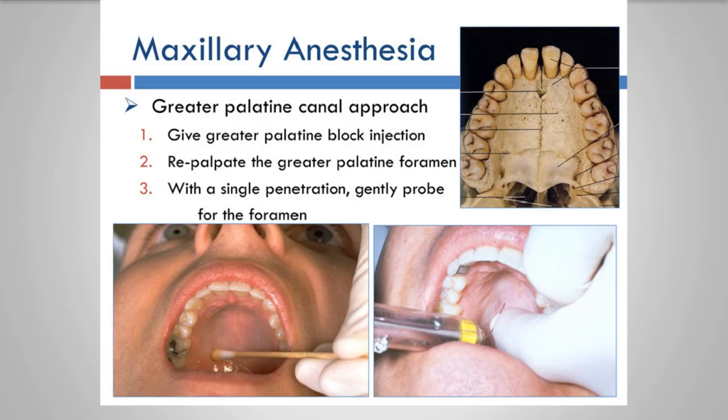And now I will penetrate through the tissue over the foramen, single penetration, and then gently alter the angulation of the needle until I feel it drop into the foramen. And if I can't get it to drop into the foramen, I will take it out, I'll repalpate. Usually my mistake is I'm too far anterior to the foramen, so I'll go back just a little bit more posterior, and I usually get it to drop in on the second try there.